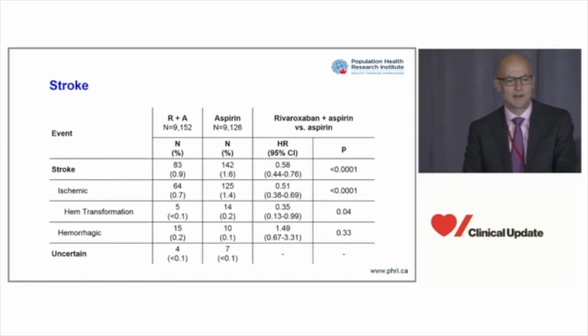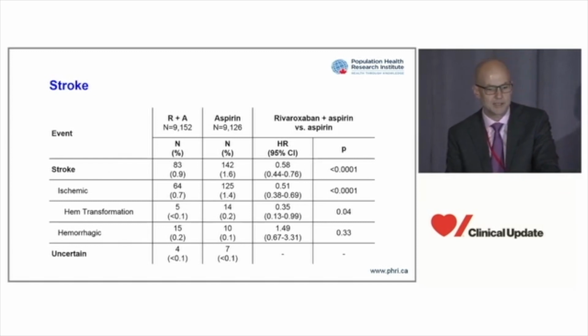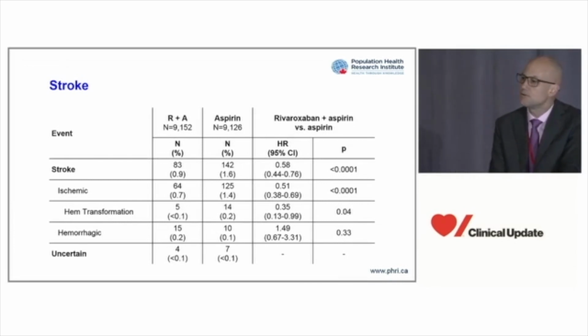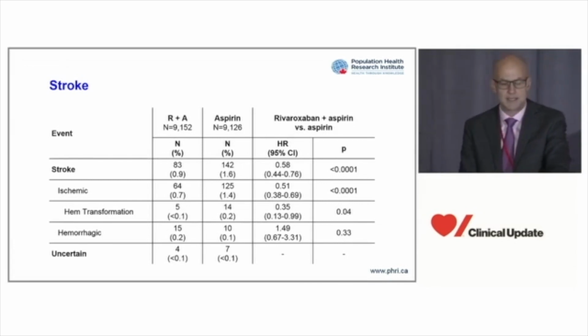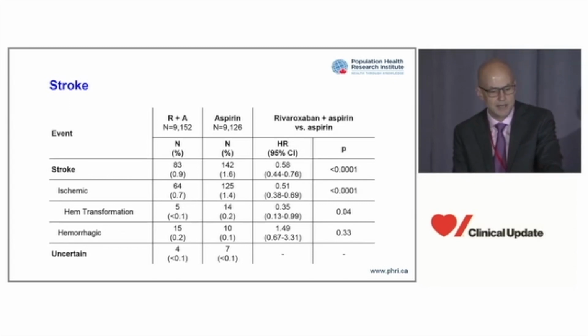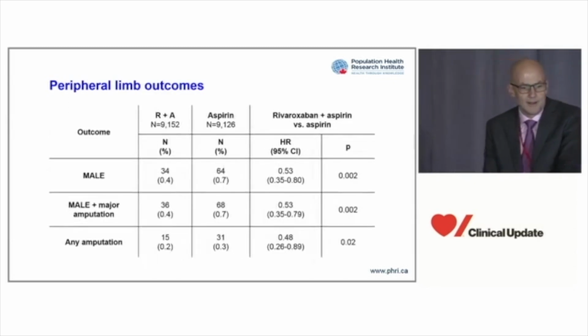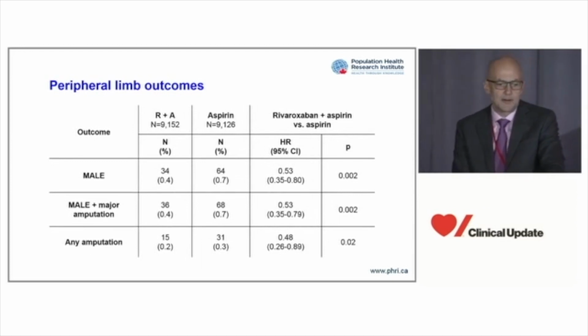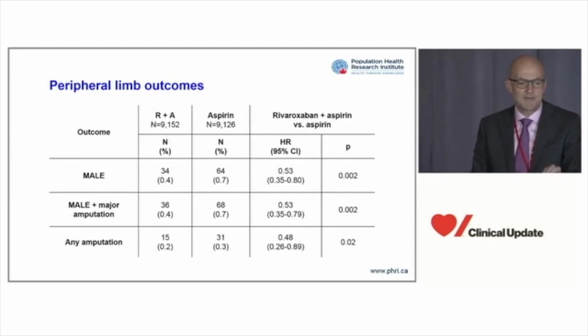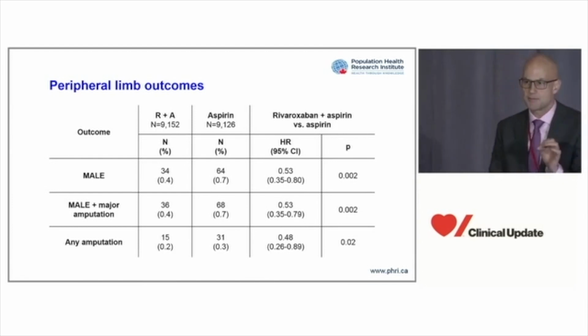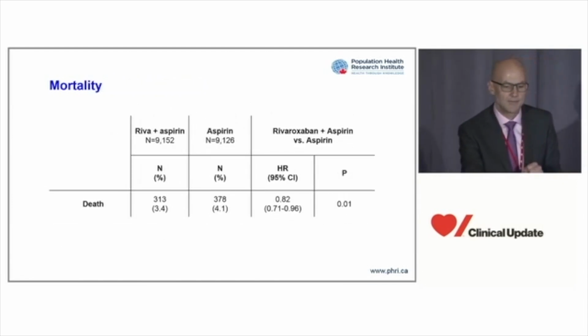Here are the data. Overall, a 42% reduction in stroke, a 49% reduction in ischemic stroke, a small numerical but non-significant excess of hemorrhagic stroke, 15 versus 10 events. For peripheral limb outcomes, an almost 50% reduction in major adverse limb events and a 50% reduction in amputation. Very low numbers, but a robust treatment effect. And mortality, 4.1% down to 3.4%, an 18% mortality reduction.